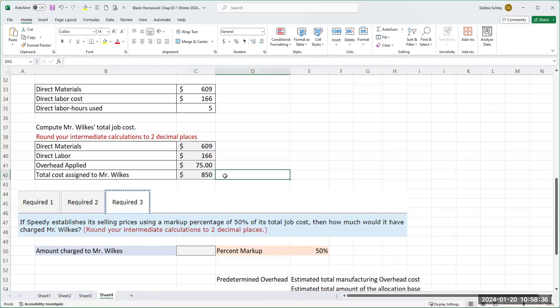So if that was all we charged in, then we would not make any money. So that's what a markup is: how much are we going to mark up this cost so that we make money as a company. So I'll read required 3. If Speedy establishes its selling prices using a markup percentage of 50% of, which means multiply, its total job cost, which is what we just figured out, then how much would it have charged Mr. Wilkes? Round intermediate calculations to 2 decimal places.